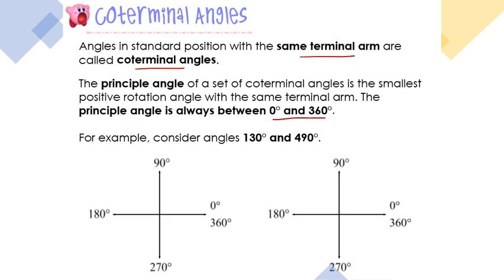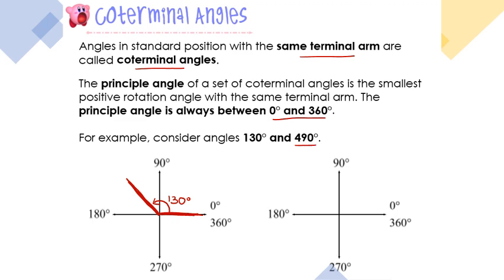So let's consider 130 degrees and 490 degrees. So if I wanted to draw 130 degrees, I'm going to start with my initial arm at 0 degrees. And then 130 is going to land somewhere in between 90 and 180. So let's draw my terminal arm here. So the angle in between the initial arm and the terminal arm, let's say that that is 130 degrees.